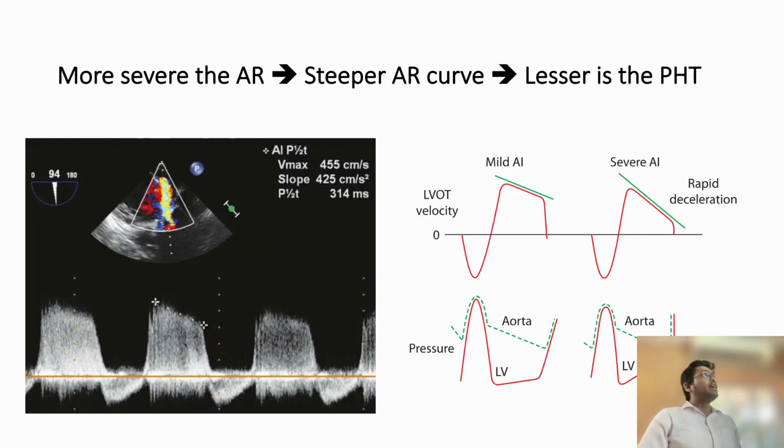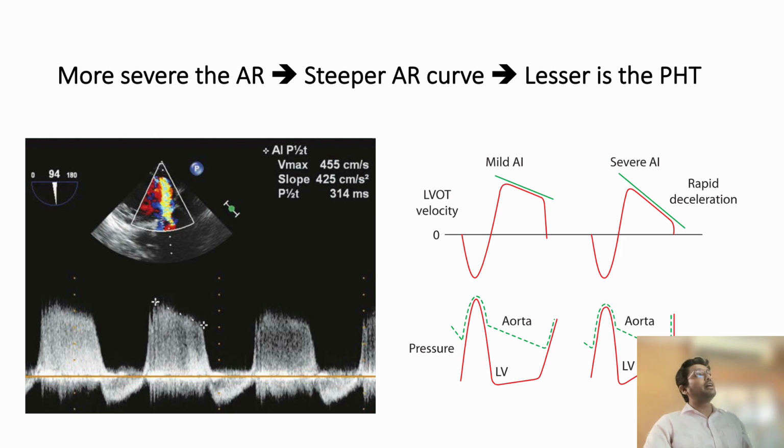Now the more severe the AR, the steeper is the AR curve and the lesser is the PHT. In this image we can see this red line shows the LVOT velocity. During diastole, normally there should not be any flow if there is no AR. But if there is AR, there is an increased flow in the LVOT, and the pressure gradient will equalize later if there is mild regurgitation. If there is severe regurgitation, there is rapid deceleration of the pressure gradient, so the slope will be much steeper in a case of severe aortic regurgitation.